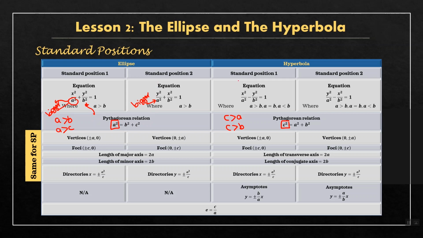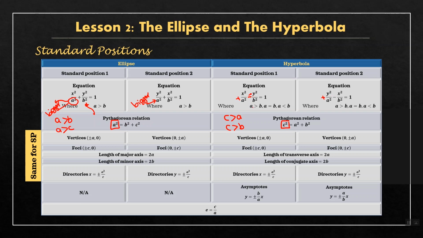In the hyperbola, actually, we don't know which one is bigger. Sometimes b squared is bigger, sometimes a squared is bigger. So how do we differentiate between the first standard position and the second standard position? It's quite easy. You look at the minus. So the one which is positive is where the vertex is. If the x is positive, it is standard position 1. If the y is positive, it's standard position 2. You see here the y is positive and the x is negative. That's why it is sp2. Here x is positive and y is negative, so this is why it is sp1.